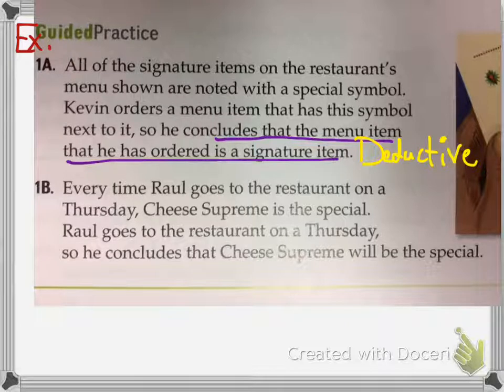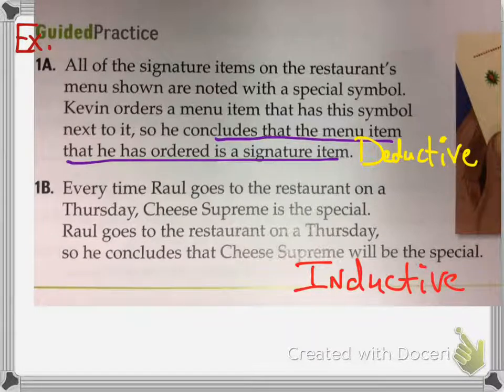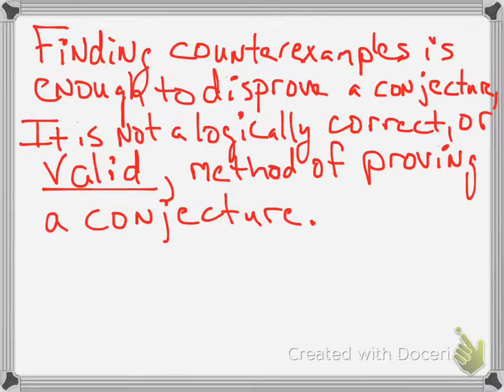Now, see, Raul got this idea about going on a Thursday, he always gets cheese supreme as a special. That's a pattern. He observes this pattern that happens all the time, so he arrived at that conclusion through inductive reasoning. Okay, so keep that in mind. That is the difference. Are they using a rule, a property, or are they coming to it through observation? That's the big question.